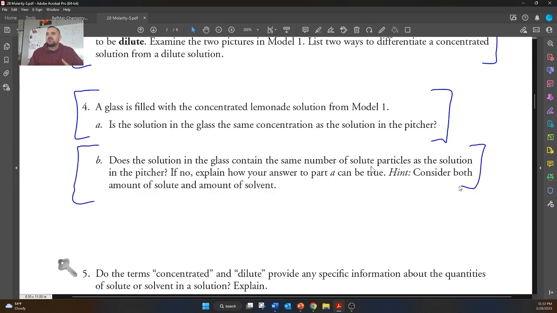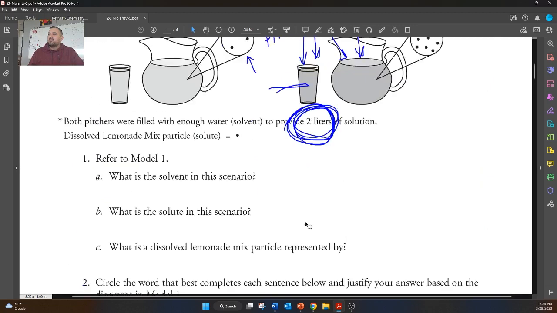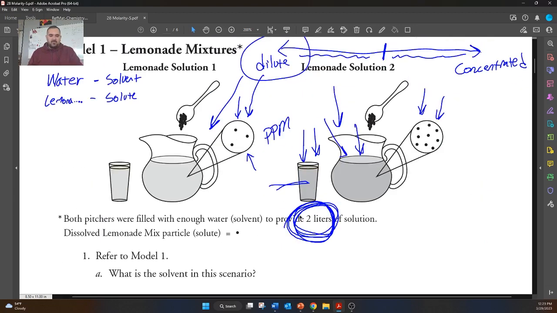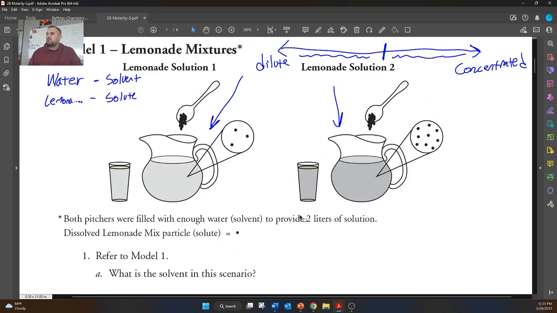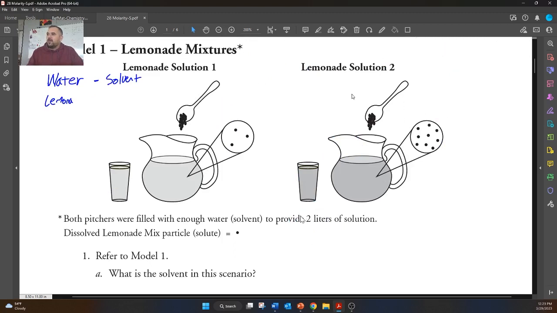Who wants to read B for us? Does the solution in the glass contain the same number of solute particles as the solution in the pitcher? If no, explain how your answer to part A can be true. Hint, consider both amount of solute and amount of solvent. All right, so over here, I'm going to erase this stuff. So over here, let's say that we put in 1 cup of the lemonade mix.